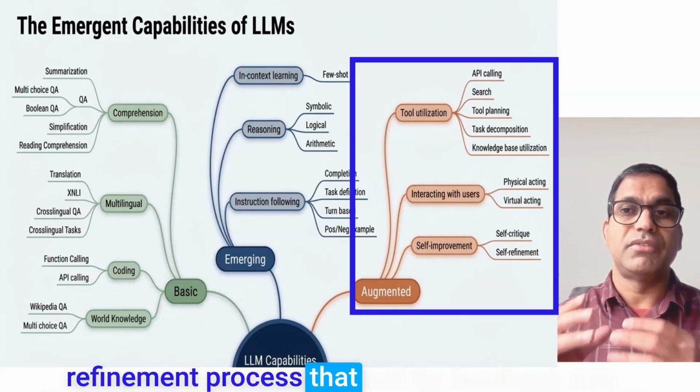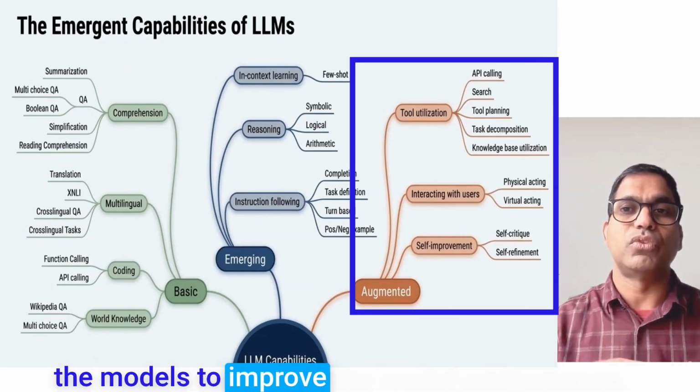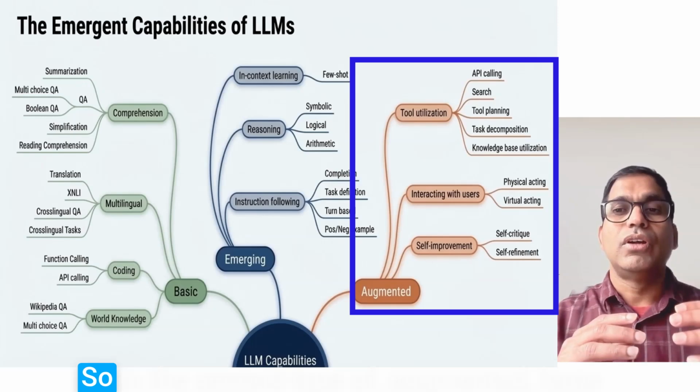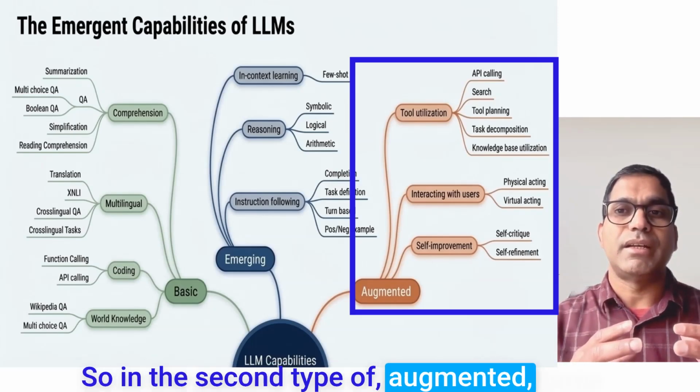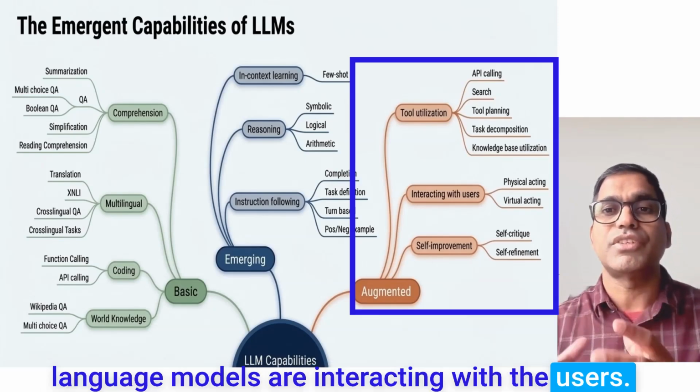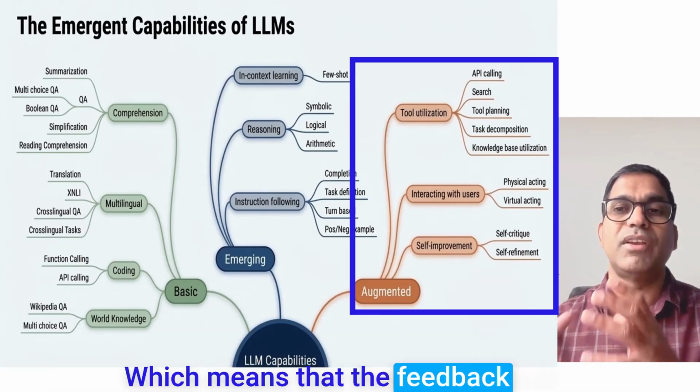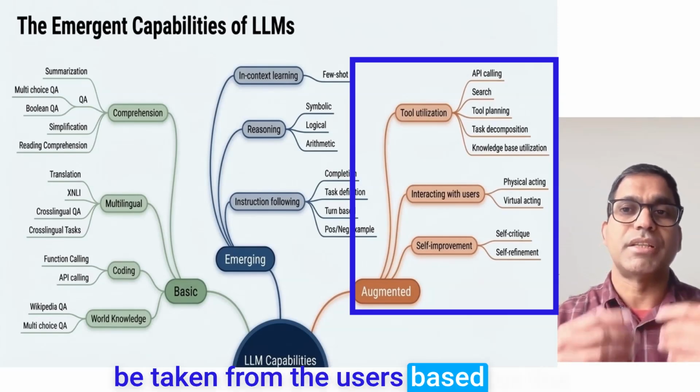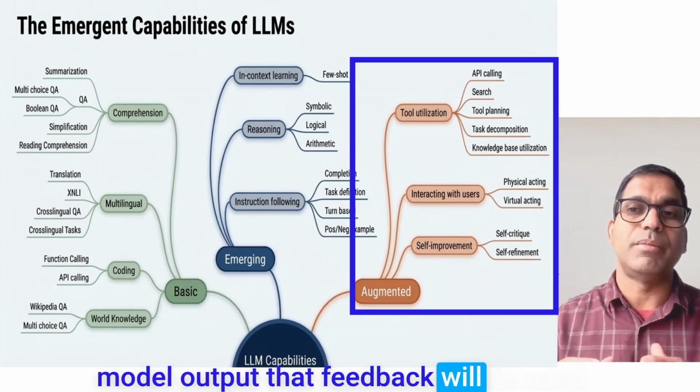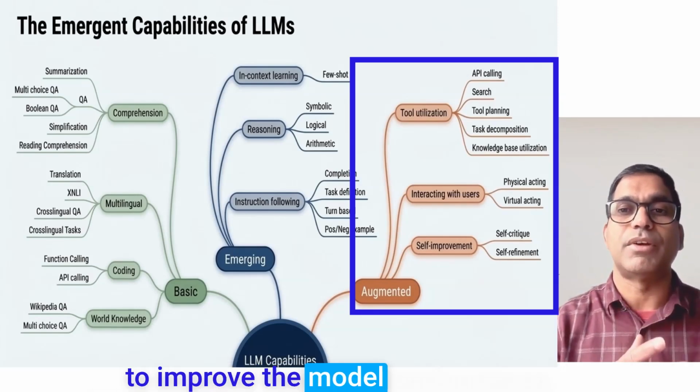In the augmented large language models, the models are evaluated using a self-critic or self-refinement process that will be fed back into the models to improve the model performance. So the second type of augmented large language models are interacting with the users, which means that the feedback will be taken from the users based on the model output. That feedback will be used to improve the model performance.